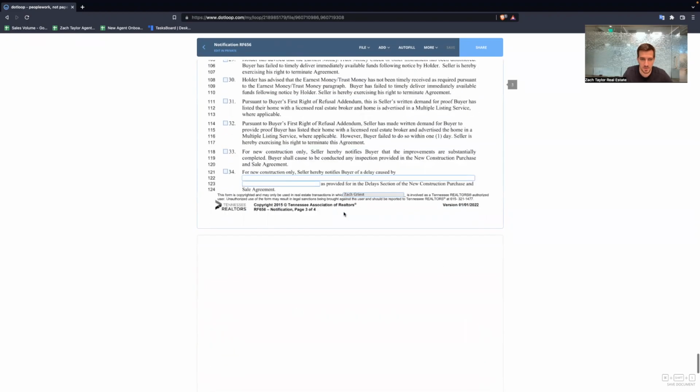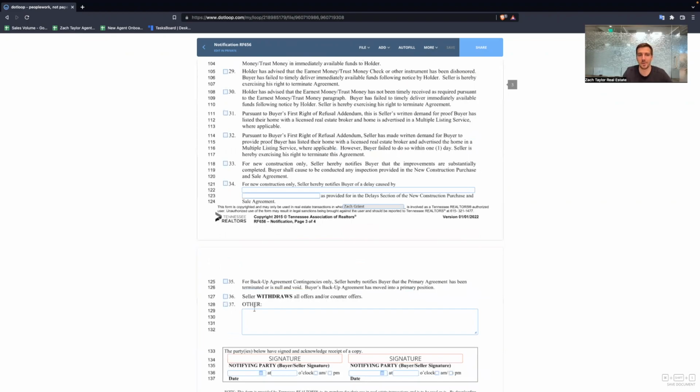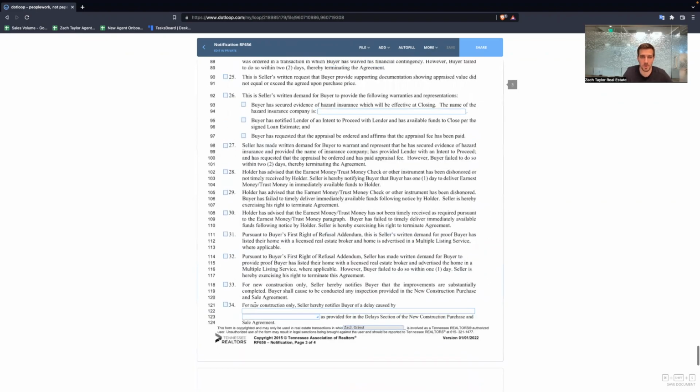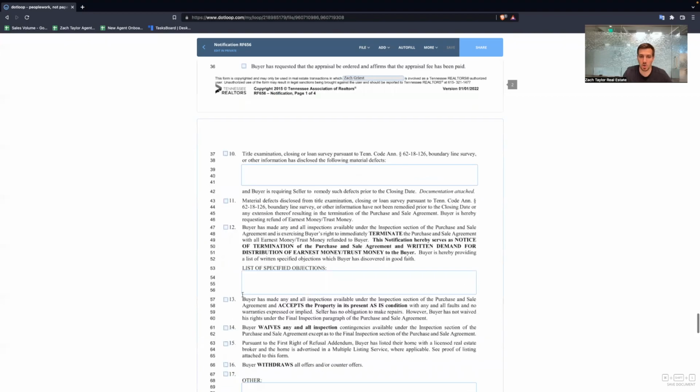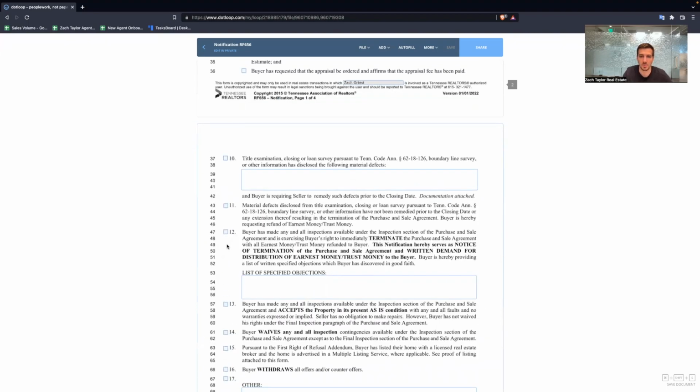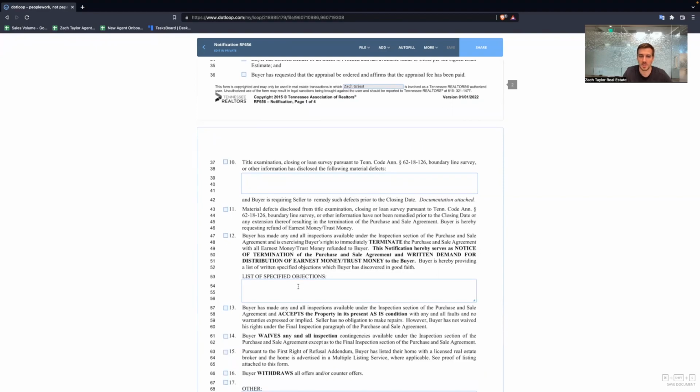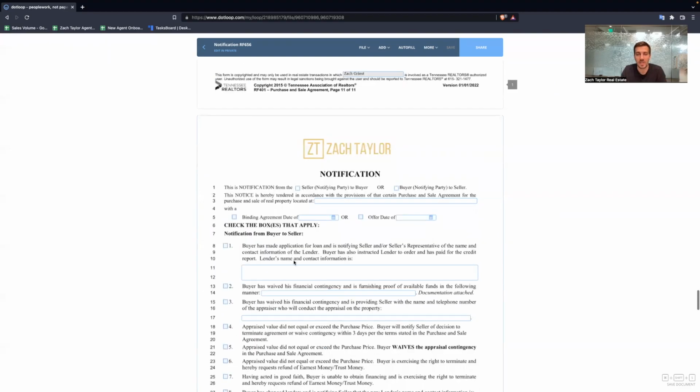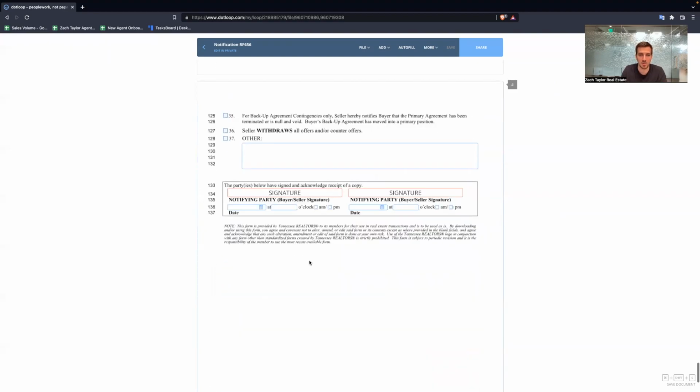This form has 37 different situations that you could use this form for. So one of them being, they want to terminate this purchase and sale agreement. So you check this, you can list the specified objections, your client signs it, and then you send it over. Because again, you don't want to run into a situation where your client has told you, hey, I want to cancel this deal. You send an email to cancel the deal, and then the buyer says, oh, wait, I never wanted to terminate that, but now the deal's dead. So whatever their intentions are, have it in writing. That's why I highly recommend this notification form and reading this so you can properly utilize this throughout your transaction.